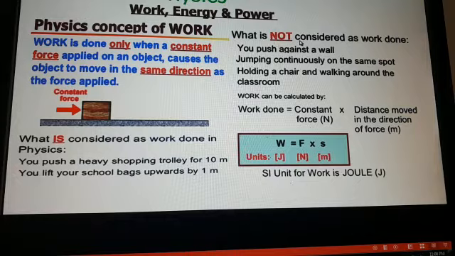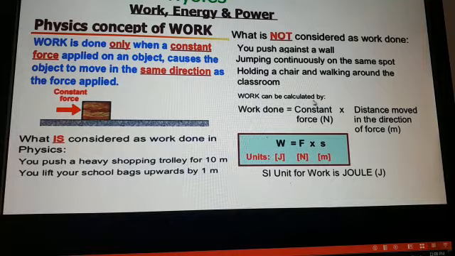When do we say work is not done, or what is not considered as work done? You push against a wall. There is no movement. You can see that one. Then jumping continuously on the same spot. You are not moving to any place, you are in the same position. And holding a chair and walking around the classroom. So in these cases we can say that work is not done.